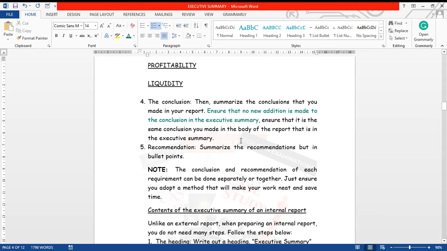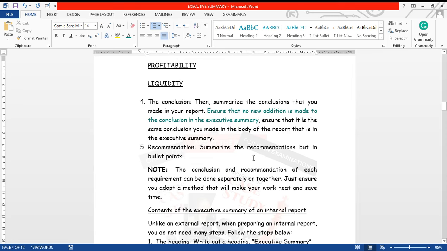Not that you say, oh, the project should be accepted because it has positive NPV. You now come to the executive summary and say the project should not be accepted. No, there has to be alignment. Someone reading the executive summary and the body of the report would be confused because the person is seeing accept in one section, do not accept in another, or seeing new information. Everything has to be aligned. Do you understand? So you have to ensure that it is the same conclusion you made in the body of the report that is in the executive summary. It is very, very important.